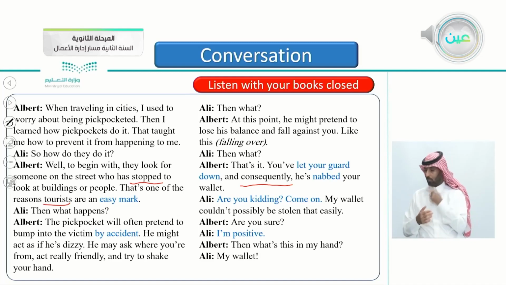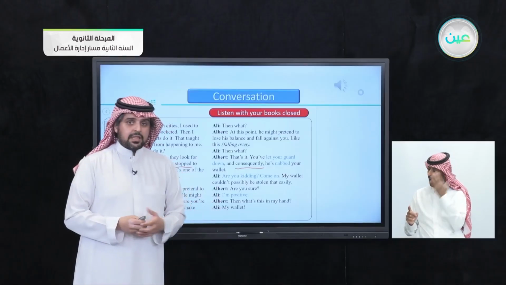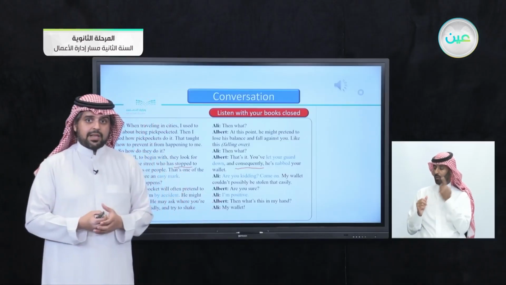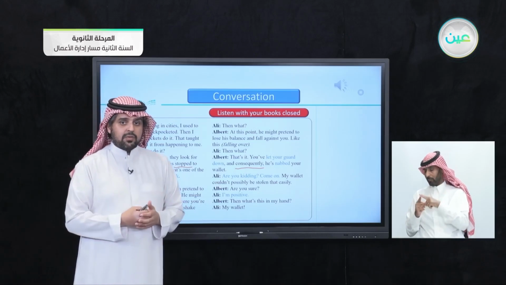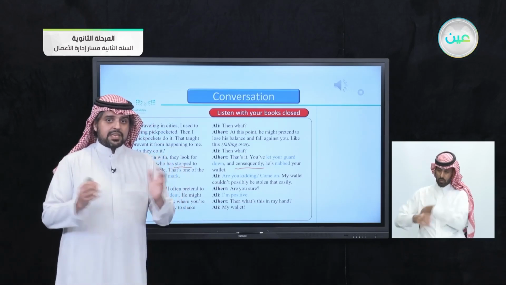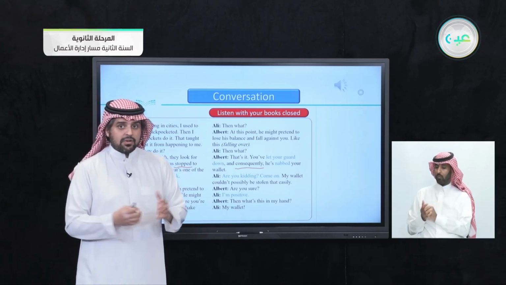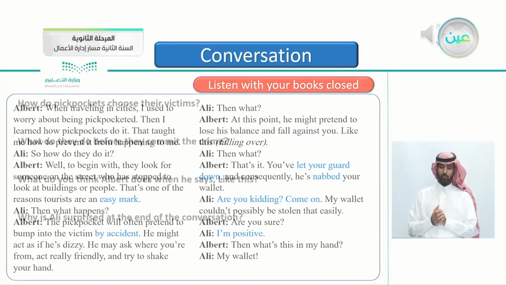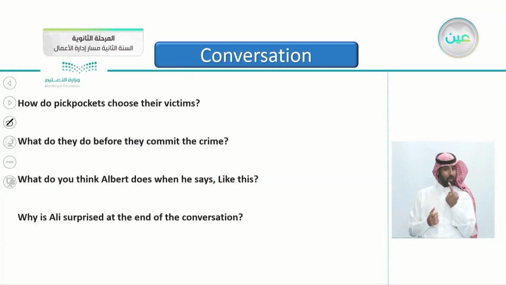The pickpocket will often pretend to bump into you. They will pretend that they are feeling dizzy or something like that. Then they bump into you, and because they are light-handed, this bump will lead to your belongings being stolen. So how do pickpockets choose their victim? How do they choose their target?